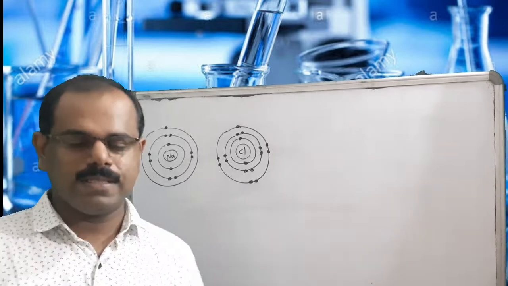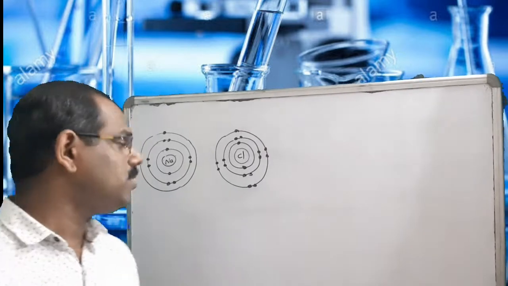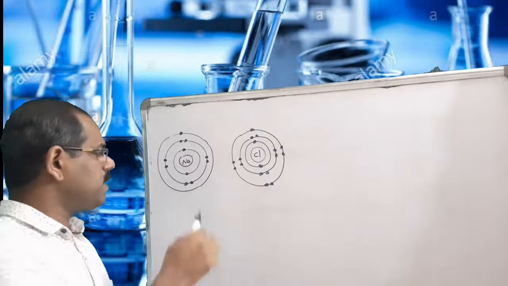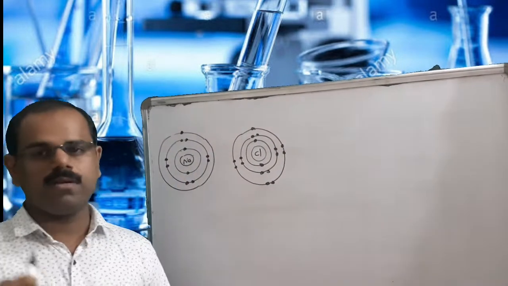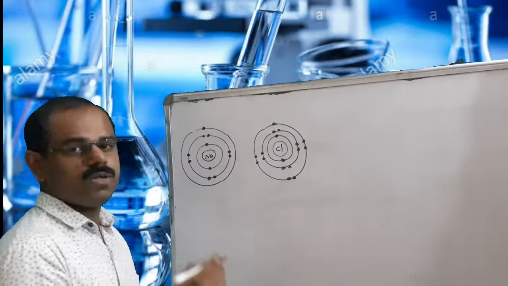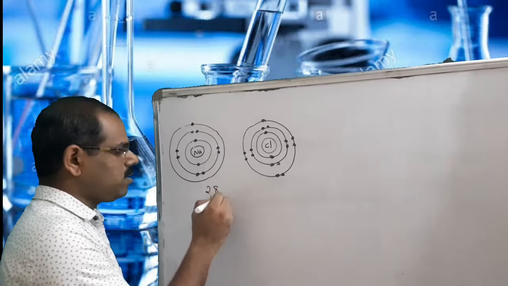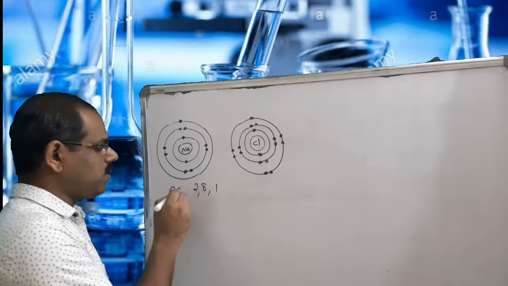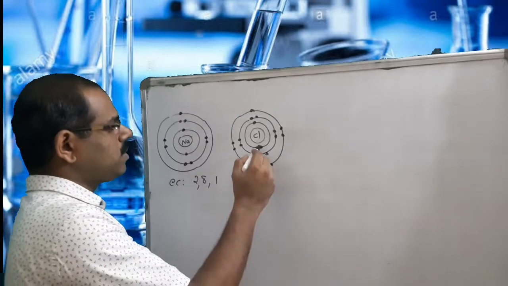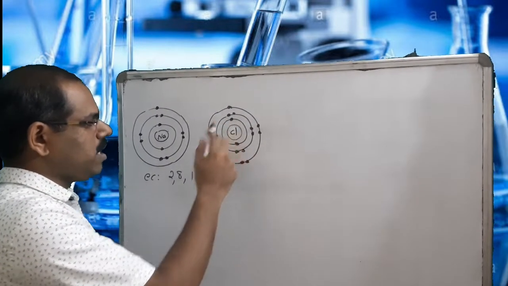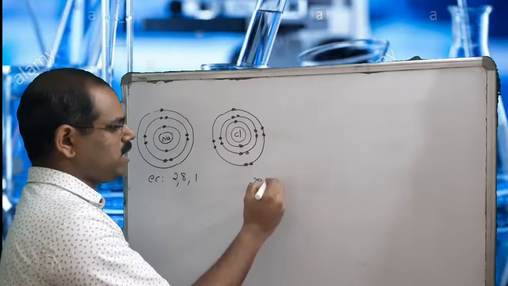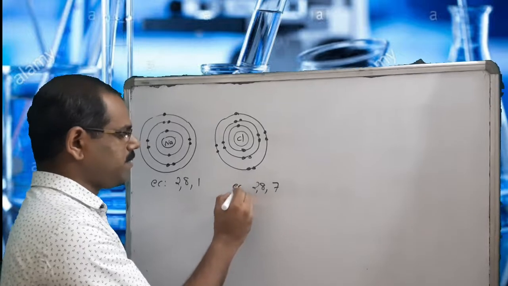See the orbit structures of sodium and chlorine on the board. You see the K shell, sodium has 2 electrons in its K shell. The same way 2, 4, 6, 8 electrons in the L shell, and in the M shell there is only one electron, 2, 8, 1. Sodium has electronic configuration 2, 8, 1. So here you see K shell 2, L shell 2, 4, 6, 8, and in the M shell 2, 4, 6 and 1, 7, so 2, 8, 7 for chlorine.